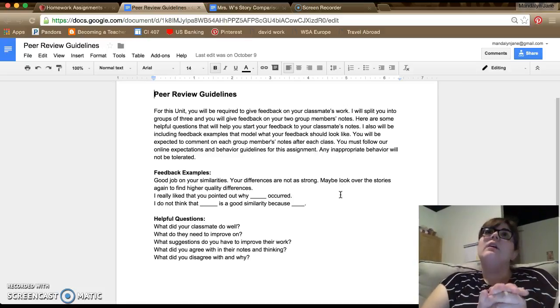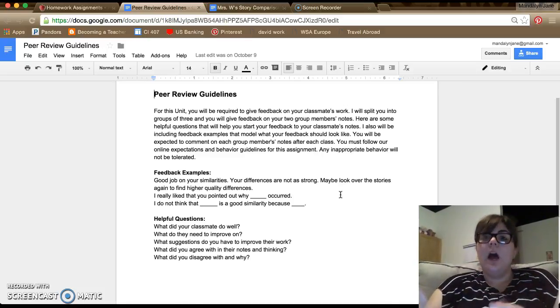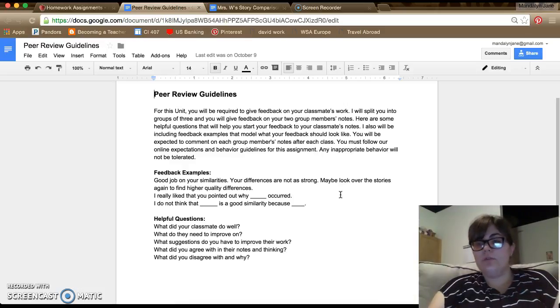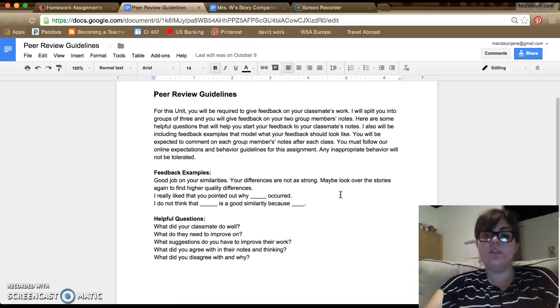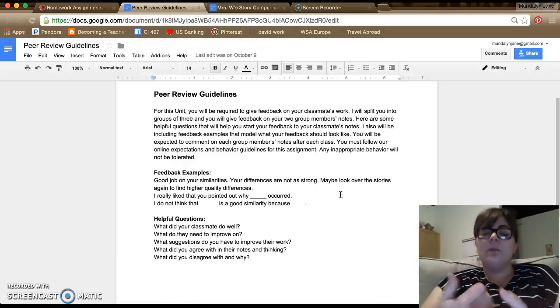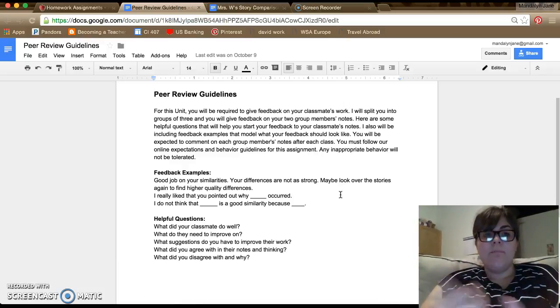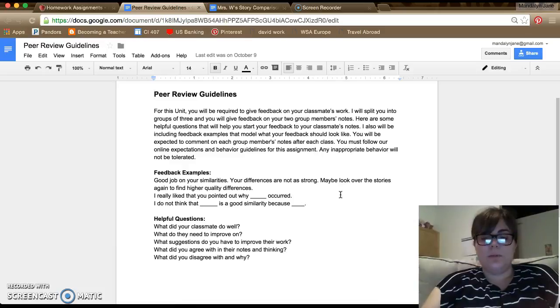Another higher quality difference would be, I noticed that in this story, the illustrator drew this way, and in this version, the illustrator drew this way. So just making very strong reasoning behind your differences and being as detailed as possible. Just saying the wolves look different is not a very good difference.